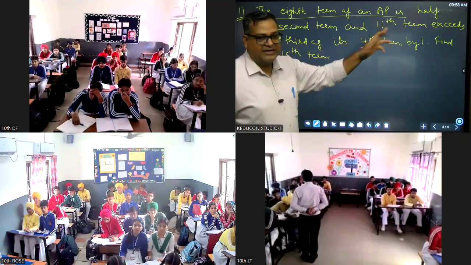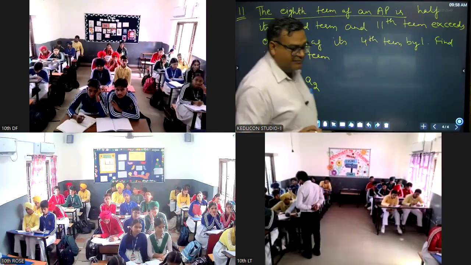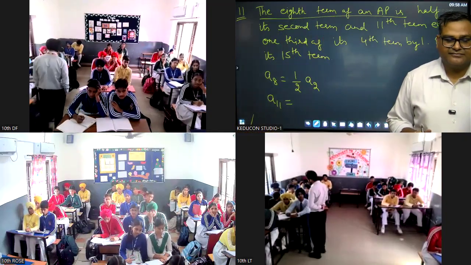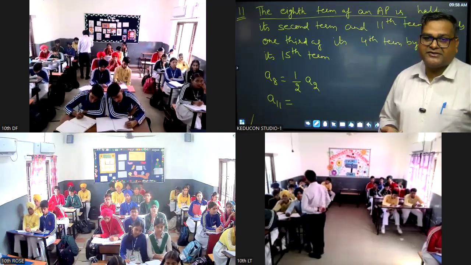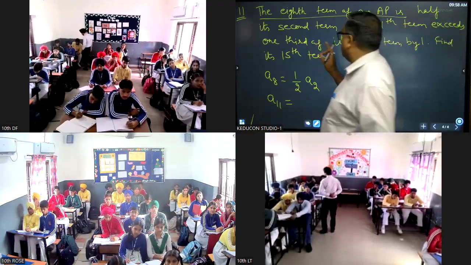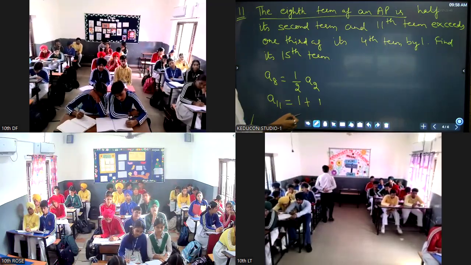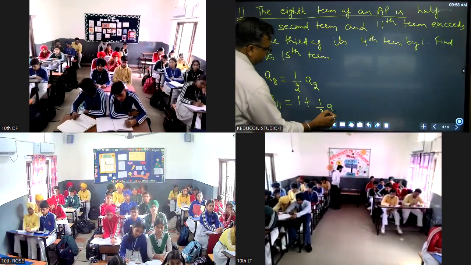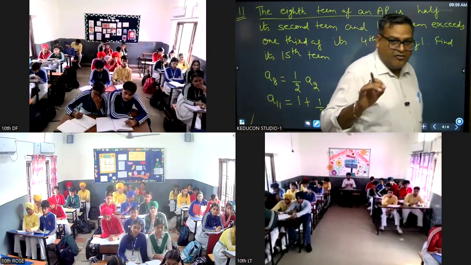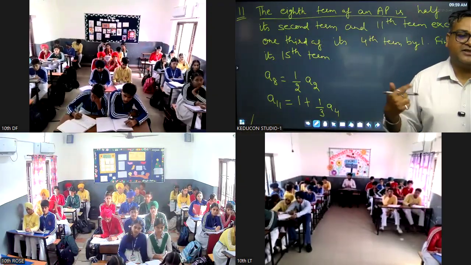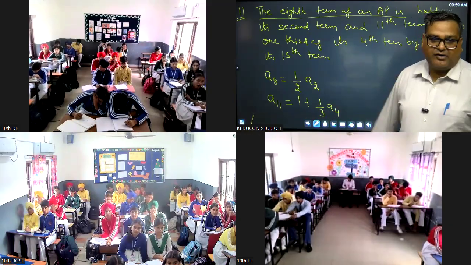Now comes the second statement. The 11th term exceeds. What is the meaning of exceed? Can anybody tell me? More than. The meaning of exceed is more than. The 11th term is 1 more than 1/3 of its fourth term. The 11th term exceeds means the 11th term is 1 more than 1/3 of the fourth term. So we have converted these statements into the form of AP.